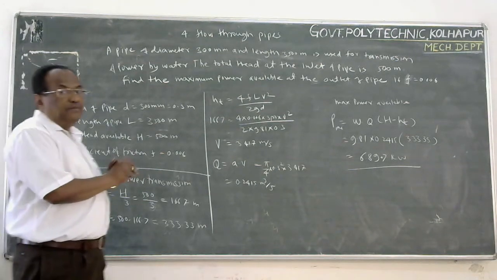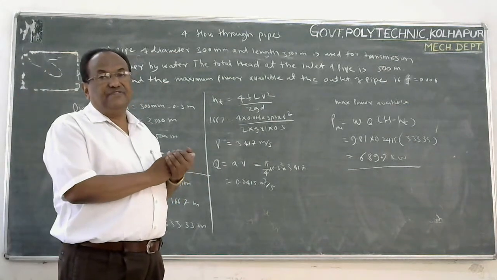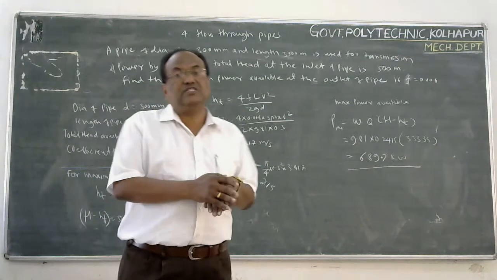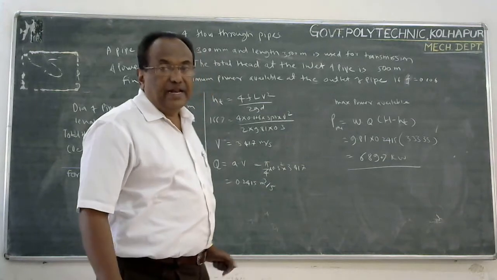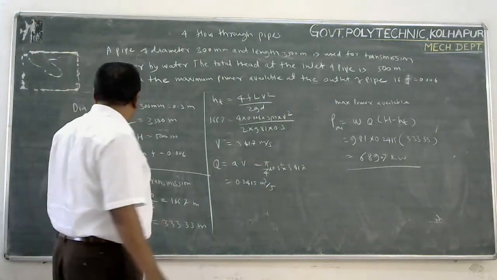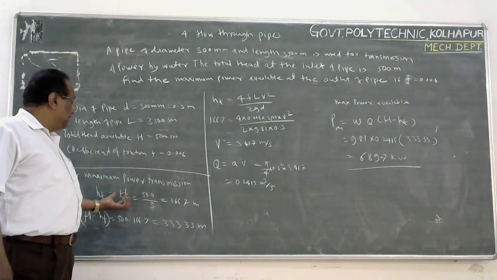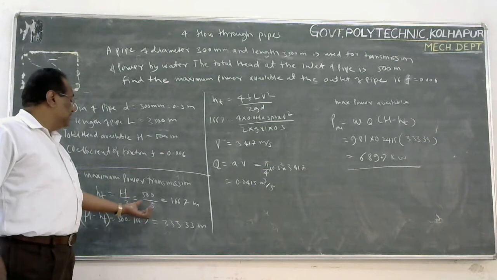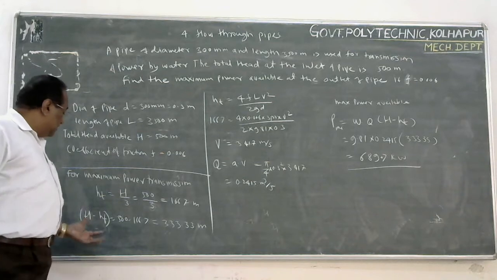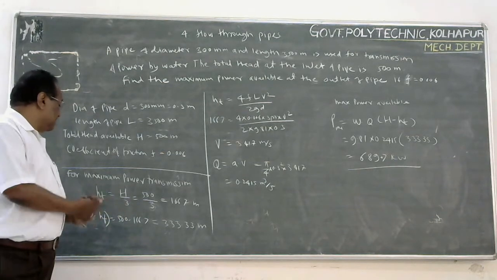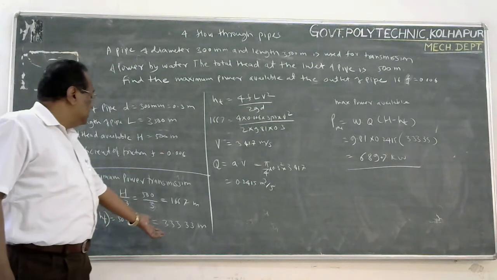We know that for maximum power, the HF, that is head loss due to friction, must be one third of the total head available at the entry of pipe. At the entry of pipe, we have 500 meters. So HF is equal to H divided by 3. Head available at the inlet of pipe is 500. That divided by 3 is 166.7 meters. H minus HF is 500 minus 166.7. It comes out to be 333.33 meters.